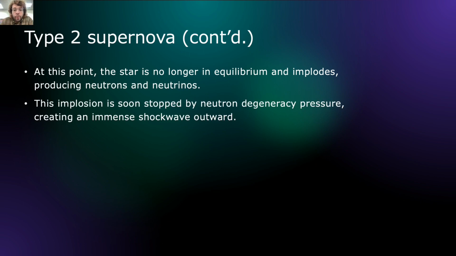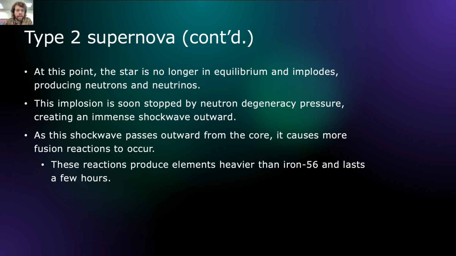And eventually, this implosion is stopped because of neutron degeneracy pressure. Remember, this stops us from getting a black hole, and we're left with a neutron star here. So we have neutron degeneracy pressure, and that suddenly stops the implosion, and that creates this big shock wave that goes outward from the core. And this shock wave causes more fusion reactions to occur as it passes outward from the core.